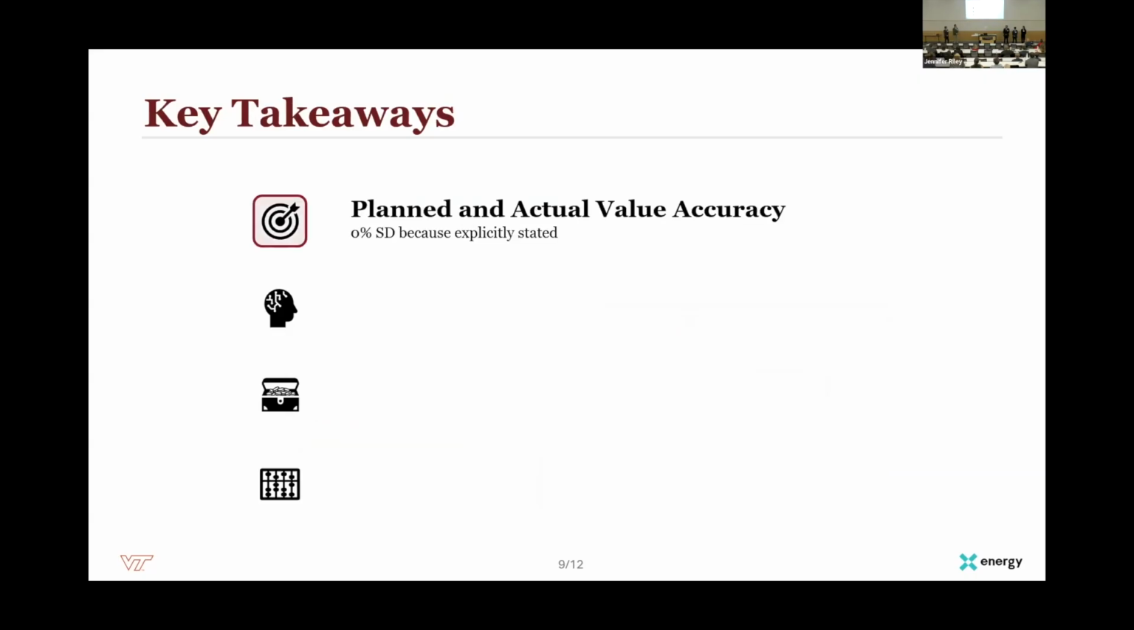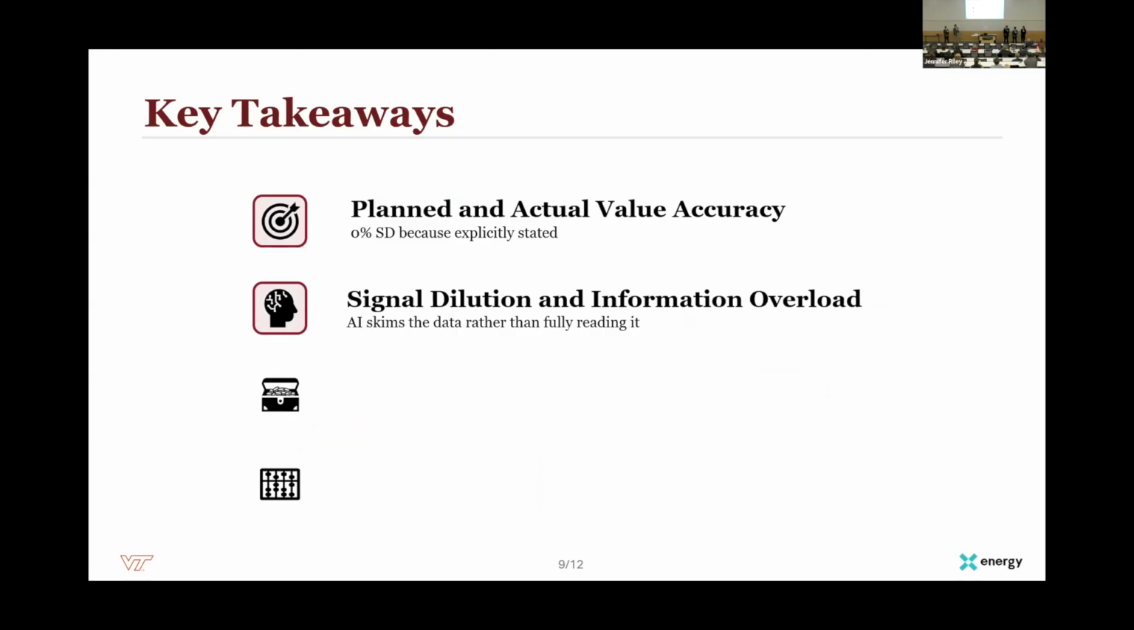Our first takeaway was that planned and actual value were highly accurate, and that the model predicted 0 error across all 5 of our test types. And this makes sense because the model was given information from structured documents like employee time logs and task trackers. Our second takeaway was that signal dilution was a major issue in our experiment. Signal dilution is essentially the AI phenomena where the model is overloaded with information and it tends to summarize, skim, and cut out information, so it can't truly interpret what's going on in project progress.